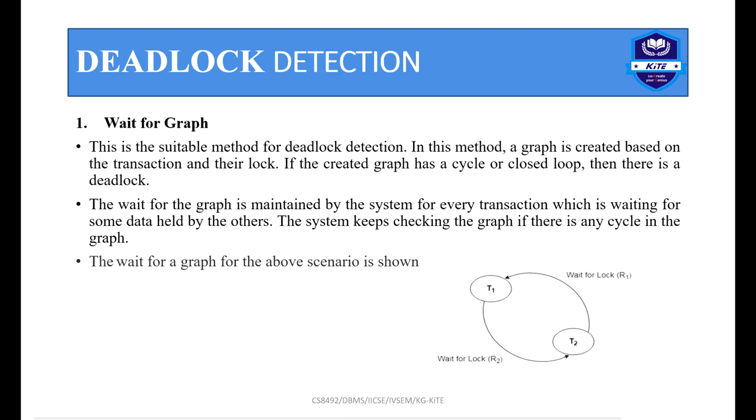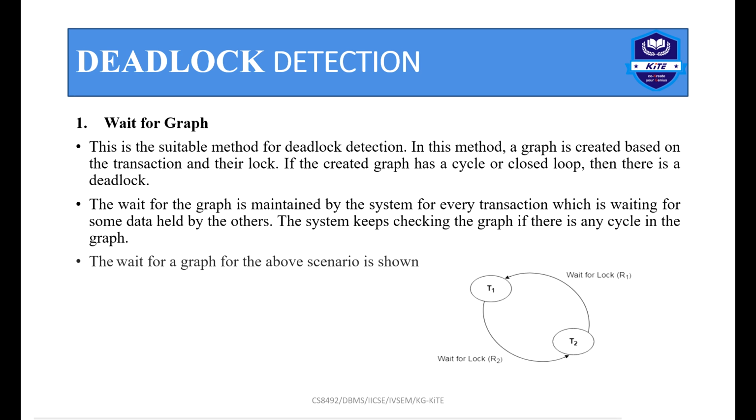The next technique is deadlock detection. Here, a wait-for graph is developed. This is a suitable method for deadlock detection. In this method, a graph is created based on the transactions and their locks. If the created graph has a cycle or closed loop, then there is a deadlock. The wait-for graph is maintained by the system for every transaction which is waiting for some data held by the others. The system keeps checking the graph for any cycle.